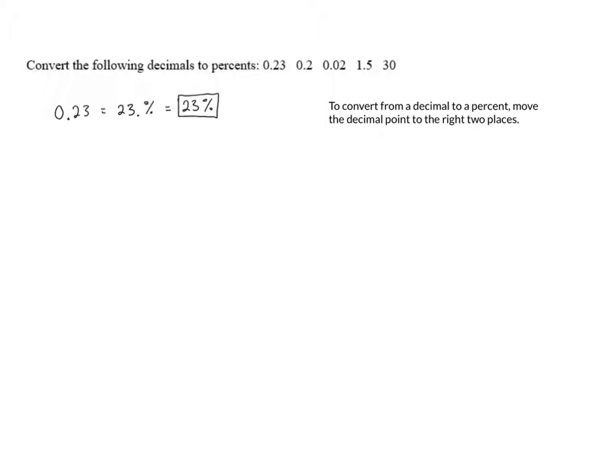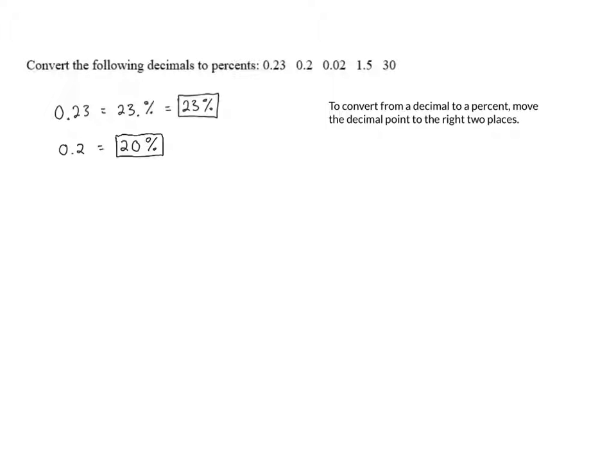Let's look at the next example. Let's look at 0.2 as a decimal. We want to change this to a percent. And if we want to move the decimal point to the right 2 places, we're going to actually need another 0 here so that we can do that. If we put the 0 there and we move the decimal point to the right 2 places, we end up with 20. And so our answer is 20%. 0.2 is equal to 20%.